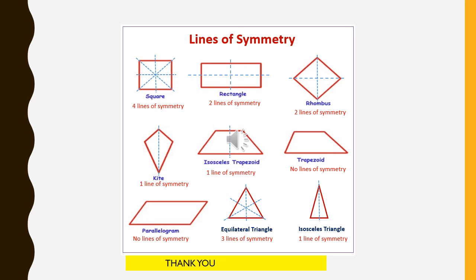For a trapezoid, no lines of symmetry are there. For a parallelogram also, no lines of symmetry are there. For an equilateral triangle, there are 3 lines of symmetry. For an isosceles triangle, there is 1 line of symmetry. So, my dear students, with this, our concept of symmetry is clear.